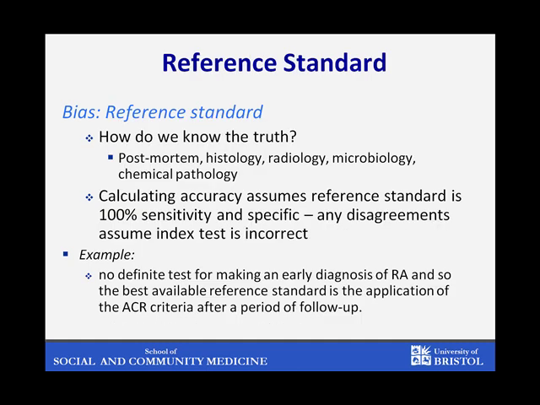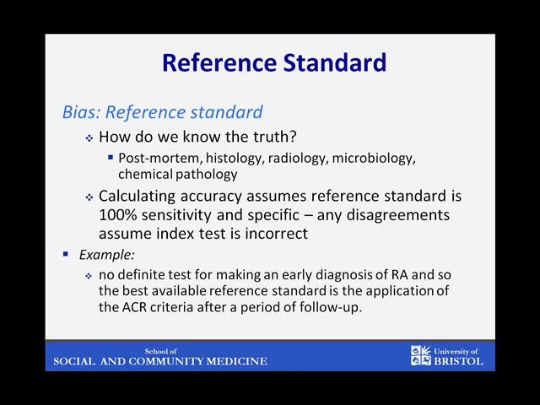Similarly, there may be problems with the reporting of the reference standard, so you may have bias in how this is reported. Now, in general, our reference standard or gold standard will be something like post-mortem or tissue biopsy, or say, for example, for an infectious disease, it might be microbiology. Another issue around the gold standard or reference standard is we are assuming it is telling us the truth. In other words, it's 100% sensitive and specific. And therefore, if there are disagreements, our assumption is that the error lies in the index test and not in the reference standard.